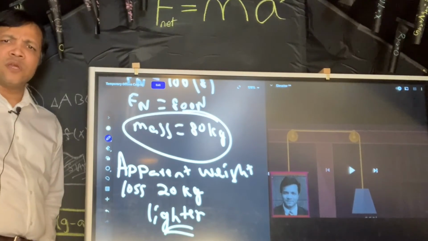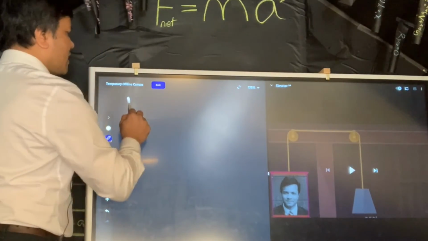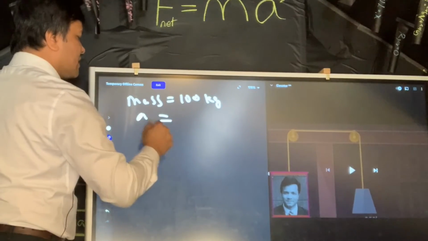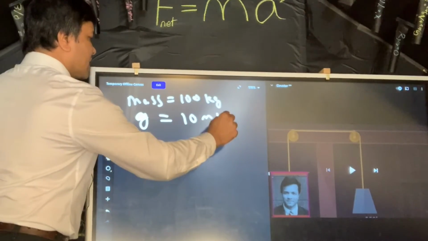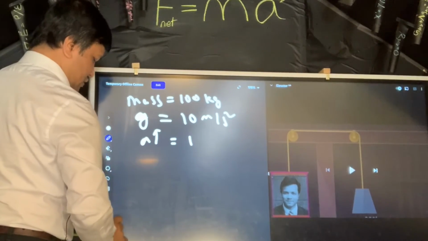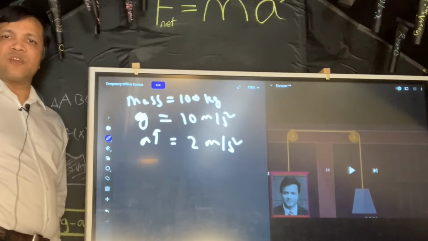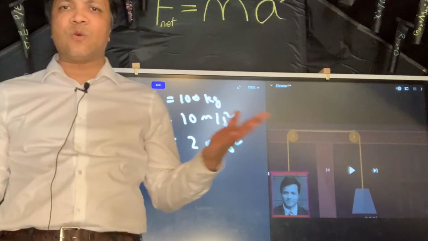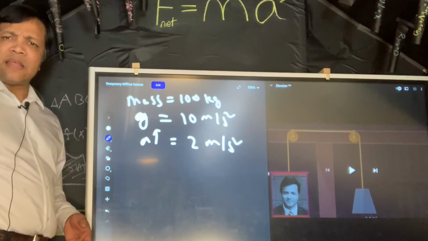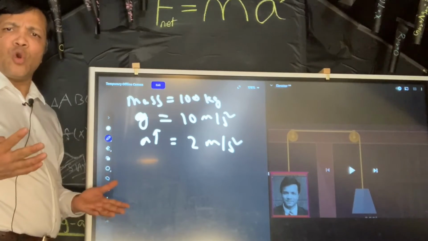Now we're going to show you scenario number 3. We're going to keep the mass the same and the acceleration due to gravity the same. The acceleration is 2 meter per second square, and let's see whether the person feels heavier or lighter. Well, I can tell you that the person will feel heavier. Why? Because there is a net force upward, and that means the scale will read more mass in kilogram.